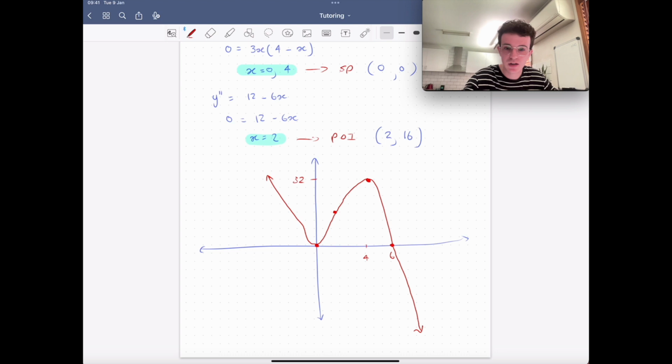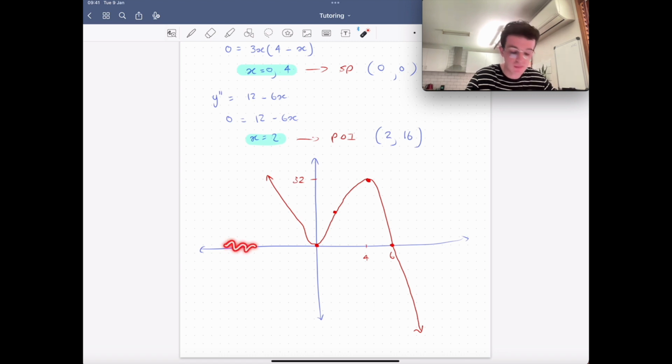Actually, that's wrong. Not necessarily. It's not necessarily going to turn around. That's my fault. But what it will do is, we know it's a cubic graph, so it has to start up here and end down here. We also know that it's not going to turn around because there are no more x-intercepts. That's the actual reason why it's not going to turn around.